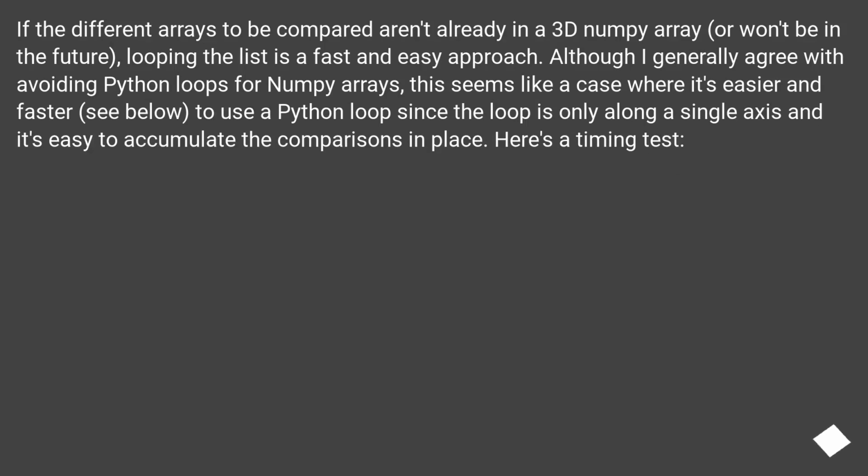If the different arrays to be compared aren't already in a 3D numpy array, or won't be in the future, looping the list is a fast and easy approach. Although I generally agree with avoiding Python loops for numpy arrays, this seems like a case where it's easier and faster, see below, to use a Python loop since the loop is only along a single axis and it's easy to accumulate the comparisons in place. Here's a timing test.